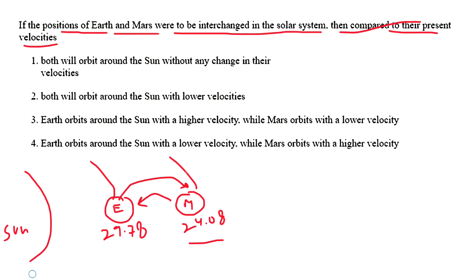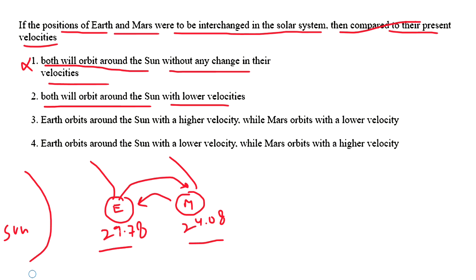Okay, so both will orbit around the sun without any change in their velocity. No, velocities are changed now, so this option is wrong. Both will orbit around the sun with lower velocity. No, here velocity is now increased and here velocity is now decreased after interchanging, so this option is also wrong. Earth orbits around the sun with higher velocity. Previously Mars had lower velocity, now it is interchanged, so this part is right.